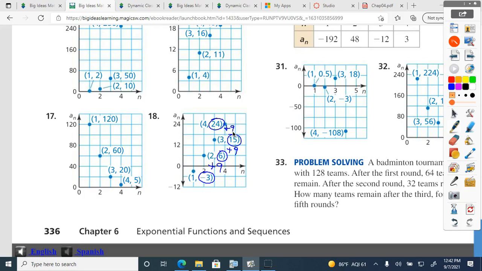So that means it is arithmetic. Is it arith or arithmetic? Arith. Why? Because the common difference was 9. You have to add that, okay?